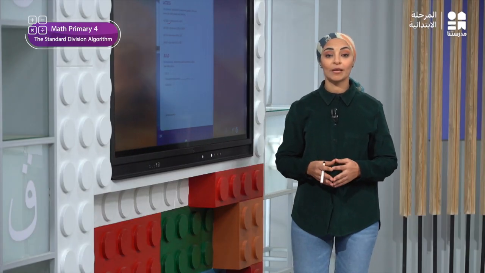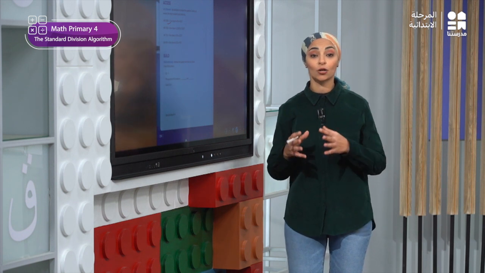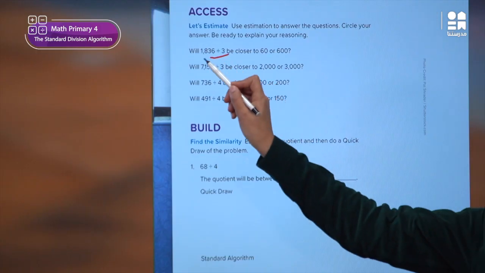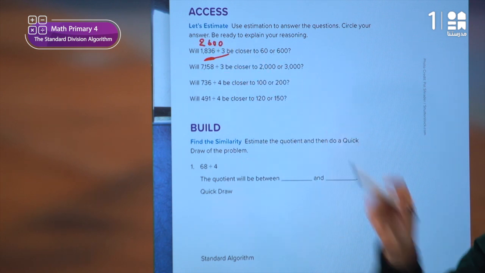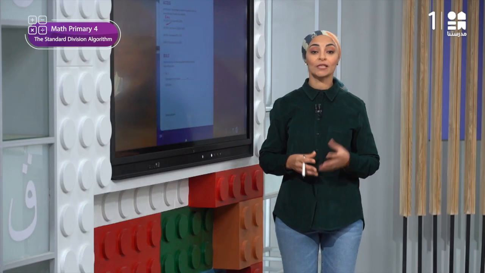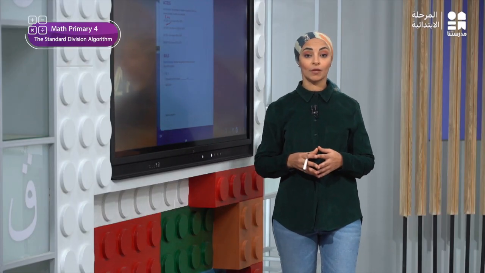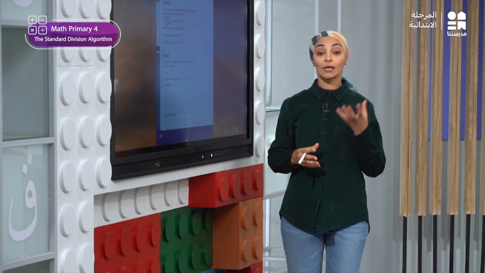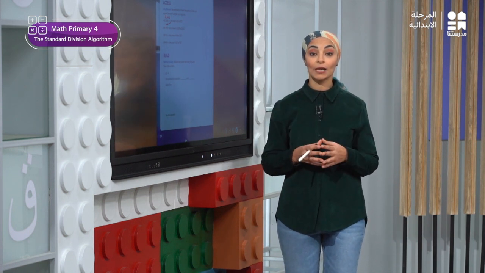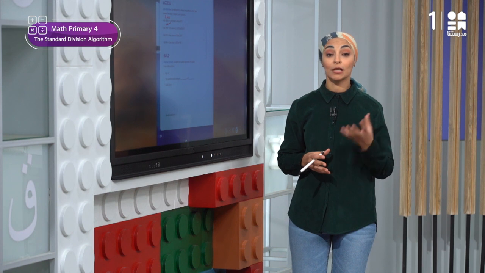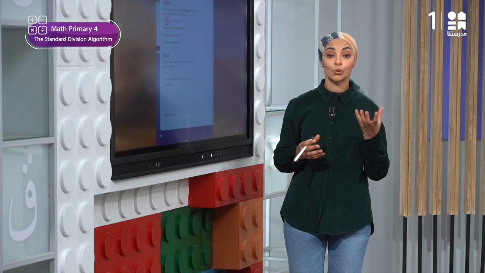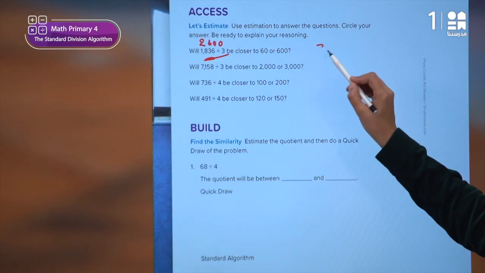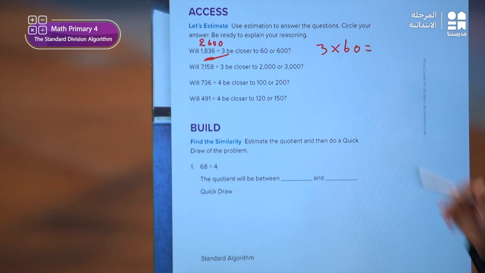طيب تعالوا كده, if we estimate the dividend we will find that it is very close to 2000. ال 1836 دي is very close to 2000, right? We are required to choose between 60 and 600. So do we repeat ال 3 60 times ولا 600 times؟ طيب تعالوا نشوف كده, if we repeat ال 3 60 times, this means I'll multiply 3 times 60. تعالوا نعملها كده. لو عملت 3 times 60, 3 times 60 equals what?